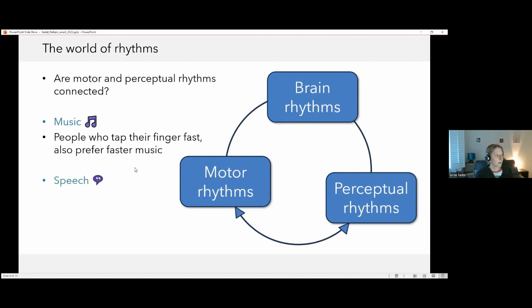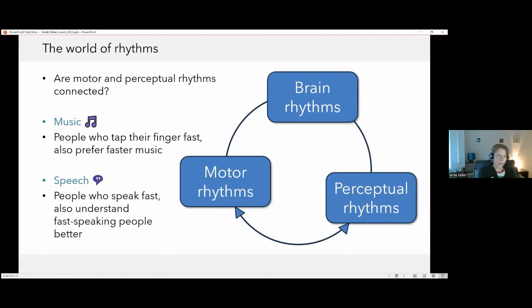And then another example is speech. Here we also did several studies and found that people who speak fast themselves can also understand other people better who speak fast. And what we did here is we first assessed how fast people speak. So either they read out something for us, or they just talked freely, and then we recorded them, and then we could assess the speech rate.